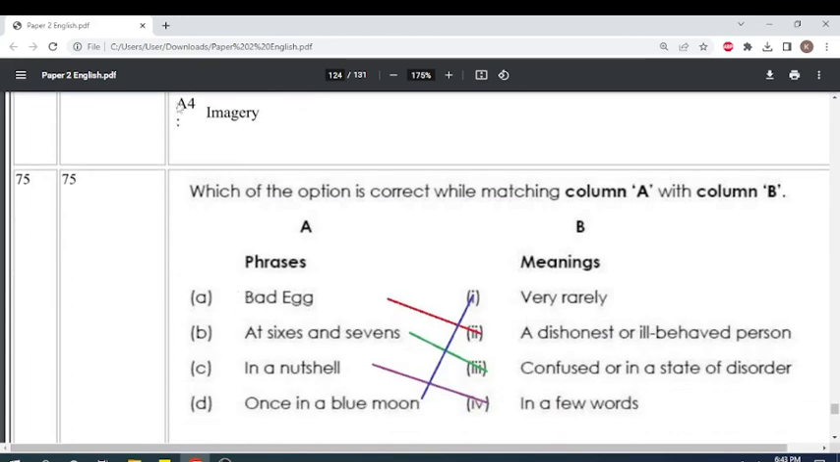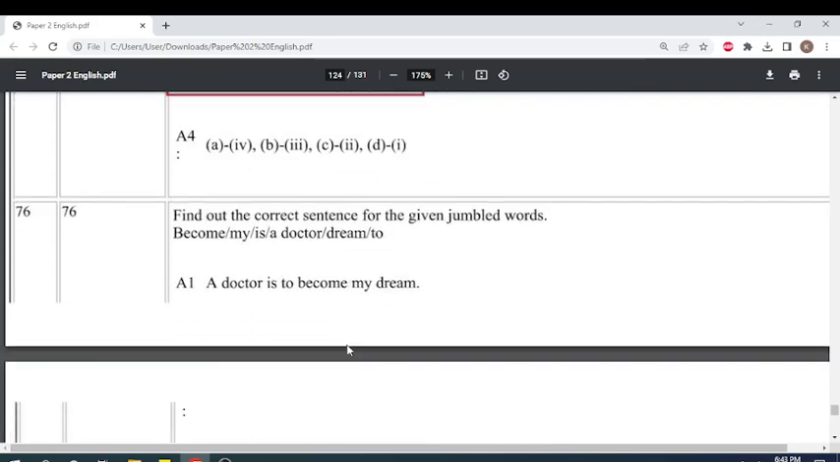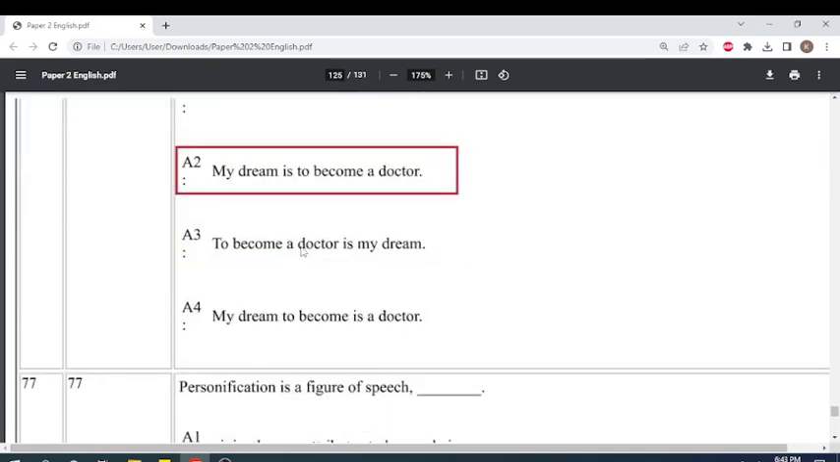75. Which option is correct while matching column A with column B? Bad egg, a dishonest person. At sixes and sevens, confused. In a nutshell, in a few words. Once in a blue moon, very rarely. 76. Find out the correct sentence for the given jumbled words. Become, my, is, doctor, dream, to. Answer A2, my dream is to become a doctor.